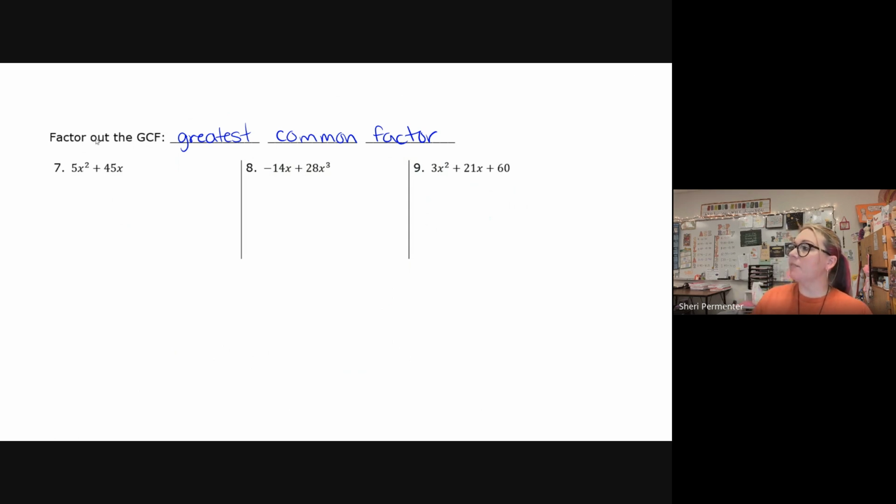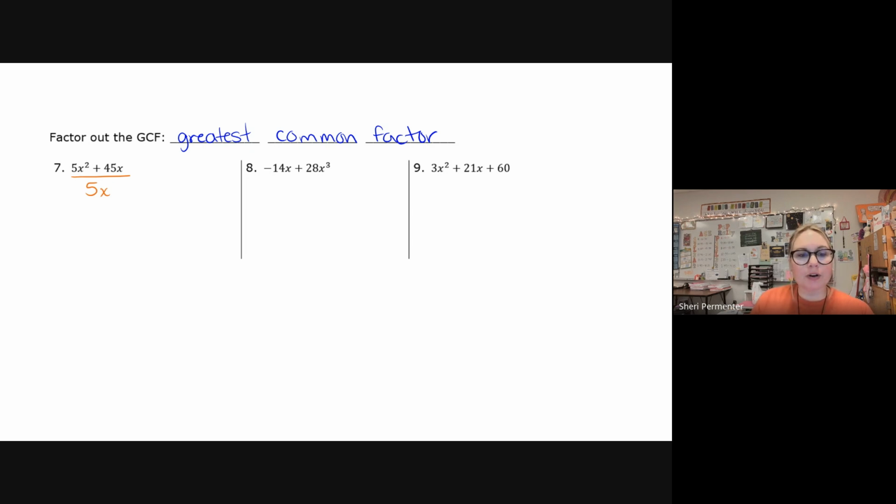5 is the biggest number that can go into 5 and go into 45. So we're going to divide out 5. And then what about x's? If I have 2 here and 1 here, what's the most amount that I could pull out? 1. So for this problem, my greatest common factor is 5x.